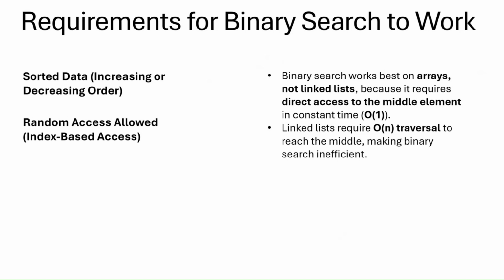But in data structures like a linked list, which do not provide random access, we need to traverse the list to find the middle element, which can add more time complexity to our binary search algorithm. And it makes binary search inefficient in such cases.